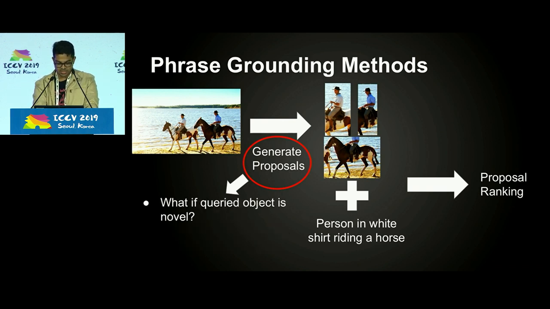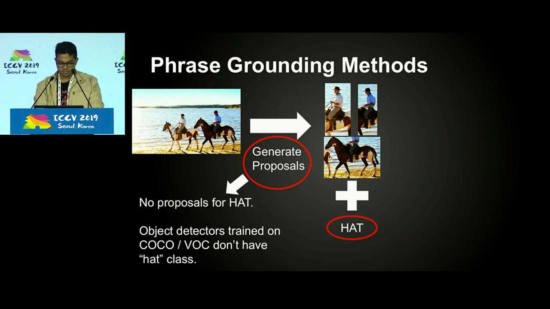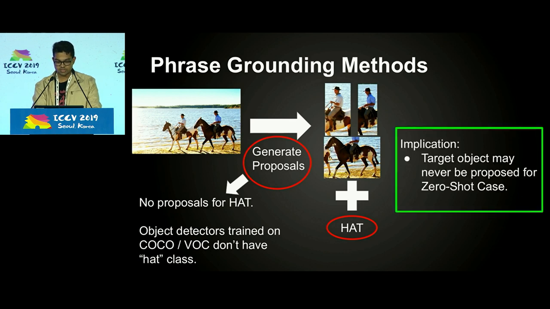But what happens if the queried object is novel? For example, if we query hat, there would be no proposal containing the hat since the object detector would treat it as background. Therefore, in the zero-shot grounding setting, our target object might not be proposed at all, as it was never seen during the training phase.